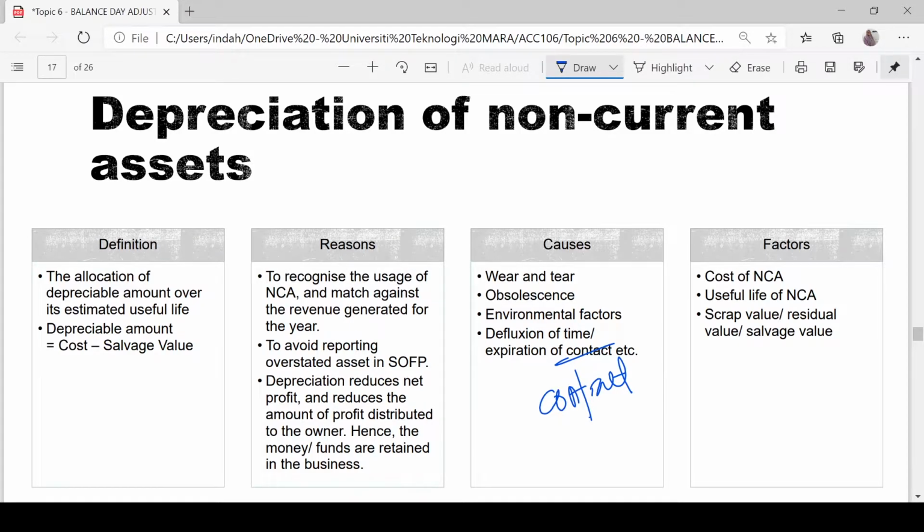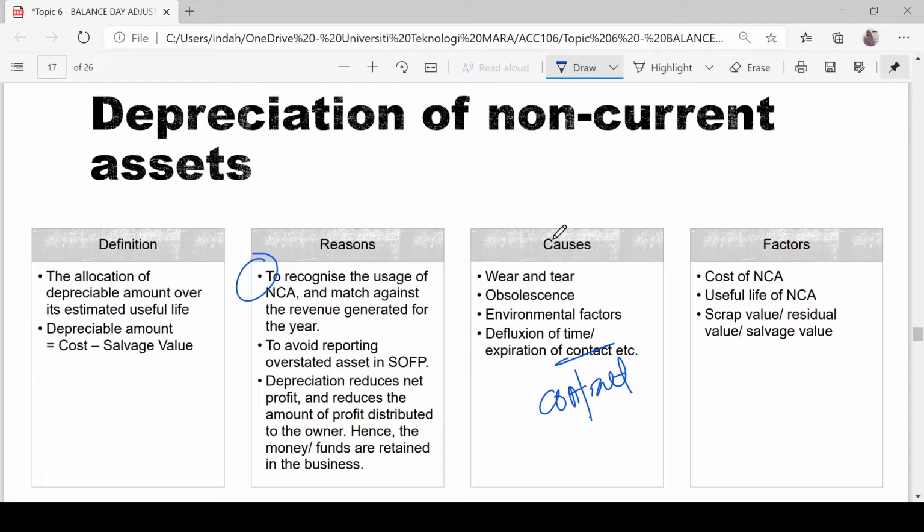All right, so in accounting, what are the reasons that we provide for depreciation? Number one is to recognize the usage of the non-current asset. And then due to the matching concept, because we use the asset to generate the revenue or income for the business. In that process we are using the asset, so we want to recognize the cost of using the asset in generating the income for the business. And then we want to avoid reporting overstated assets in the statement of financial position. So we come up with our own estimation. We want to avoid reporting overstated assets because of the causes of the reduction in the carrying amount of the asset that we discussed just now.